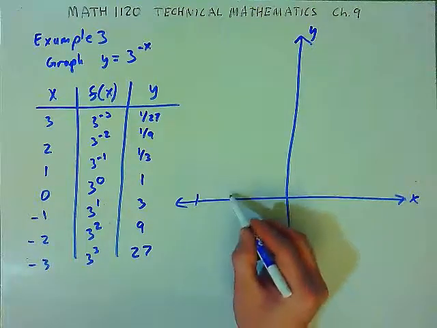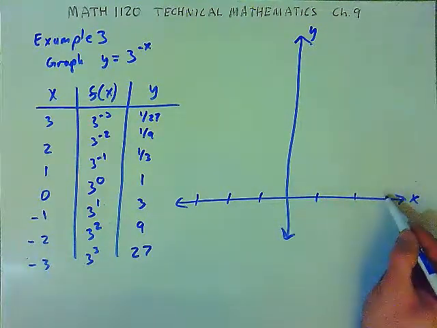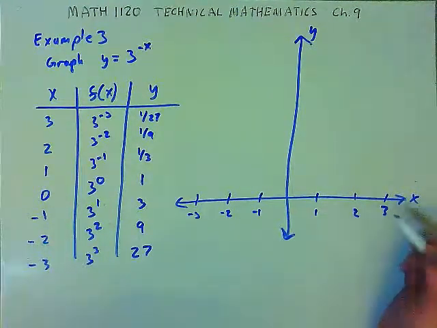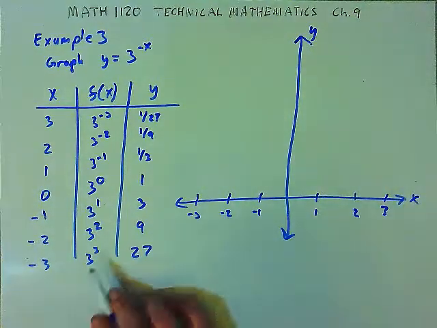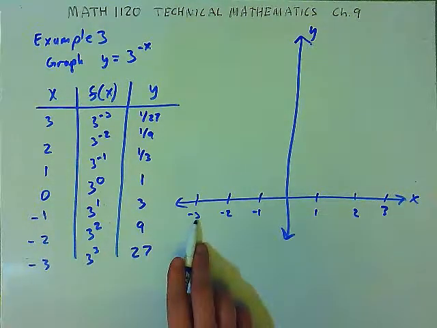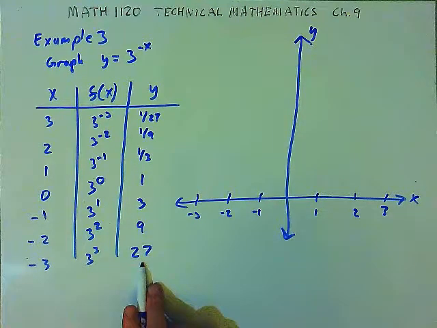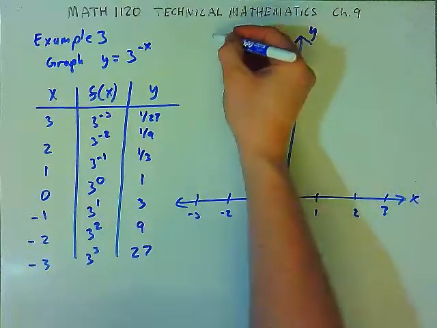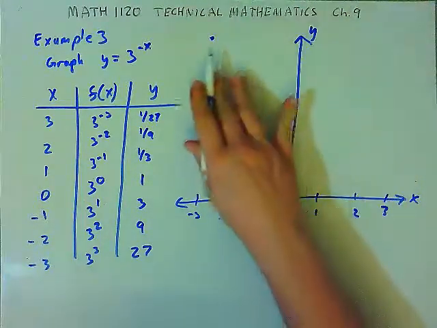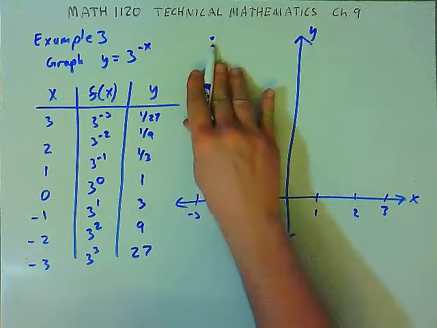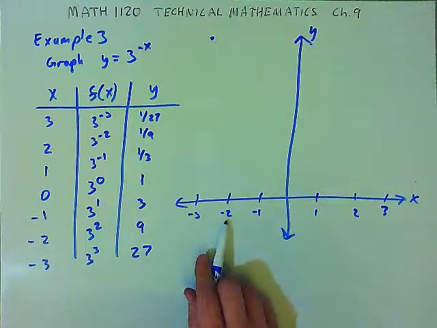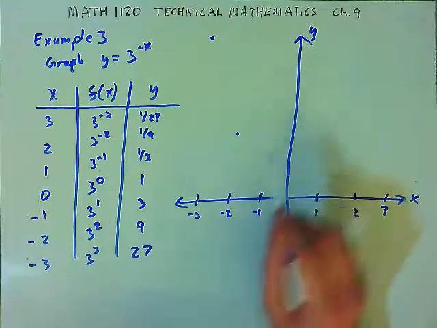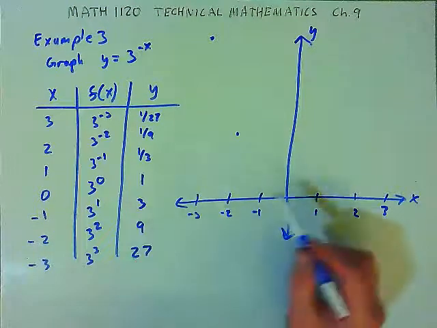Our x values will be -3, -2, -1, 1, 2, and 3. And so when x is -3, y is 27. And so we need 27 marks here. Hopefully I'd be okay if I just estimate. Maybe 27's up here somewhere. So when x is -3, y is 27. When x is -2, y will be 9, which is about a third of that, maybe about here. When x is -1, y is 3, which is about a third of that.